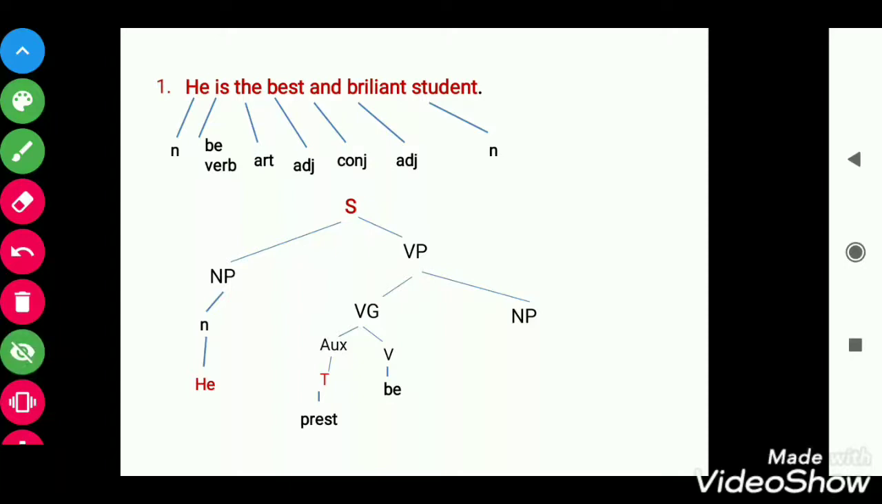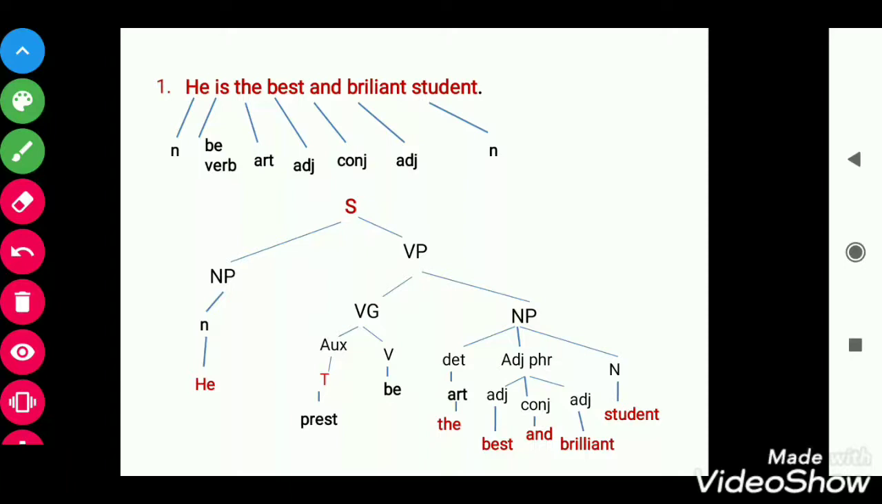Then we can see after is: the best and brilliant student. The is article. So, we need to extract from NP det article the. Best and brilliant is adjective phrase. So, adjective phrase, under that adjective conjunction adjective, because here we can see best and brilliant, adjective conjunction adjective. So from adjective phrase we need to extract adjective conjunction adjective. The first adjective is best, conjunction is and, second adjective is brilliant. Student is the noun, so from NP noun student.